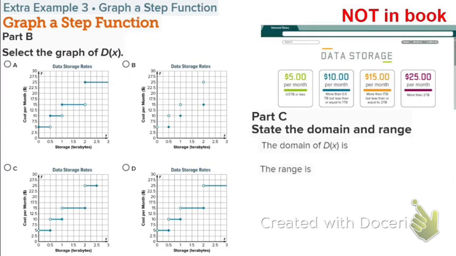I've got a couple graphs here. I want to pick out which of these graphs is showing me $5 a month for half a terabyte or less, $10 a month for between half and 1, $15 a month for between 1 and 2, and if I want more than 2, I pay $25. Which of these graphs is showing me that? Or you could even start off by telling me, well, I know it's not this one. Tell me any of them that you can throw out, or if you think you know the right answer, tell me that too.